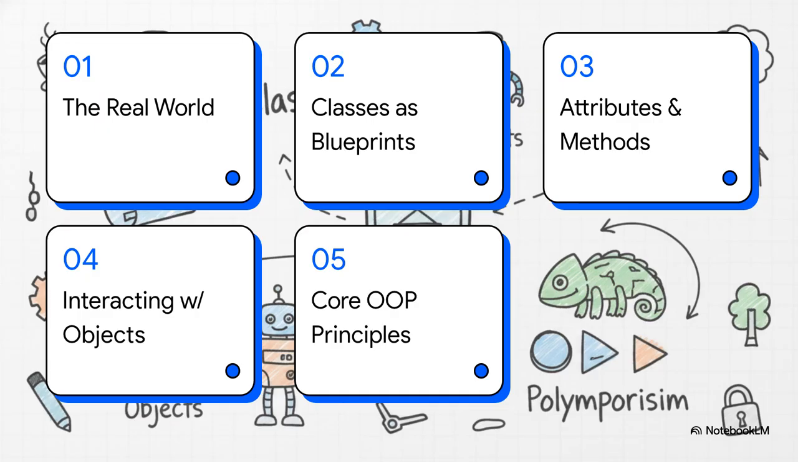Okay, let's dive into this agenda so you know exactly what we're unpacking today. First, the real-world connection. Second, classes as blueprints. Third, attributes and methods. Fourth, interacting with objects. And finally, core OOP principles. Let's get right to it.